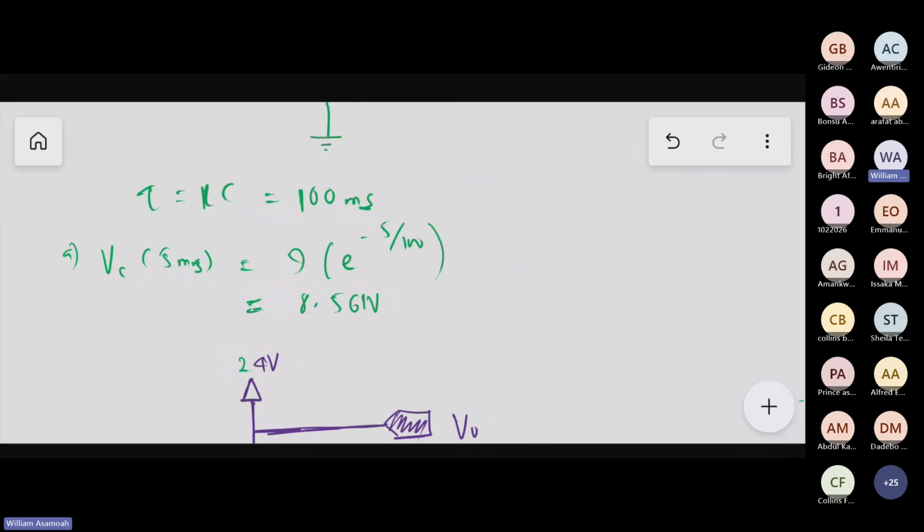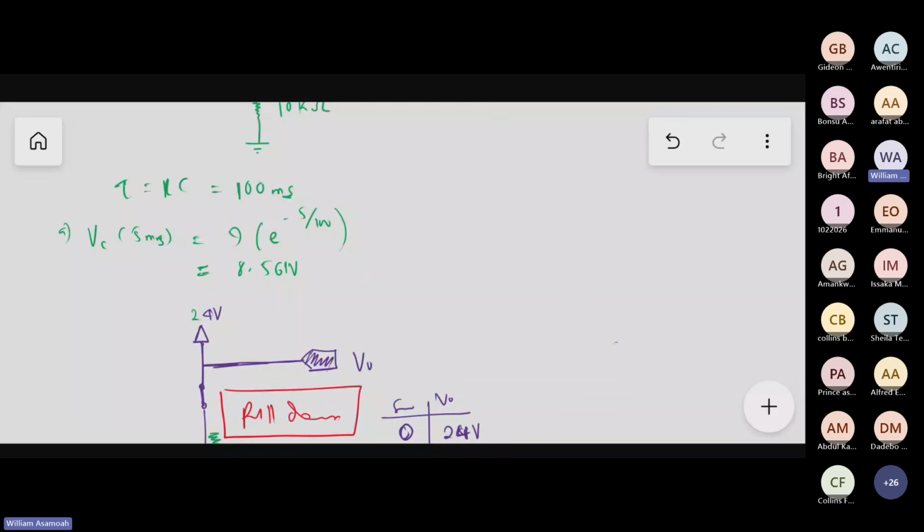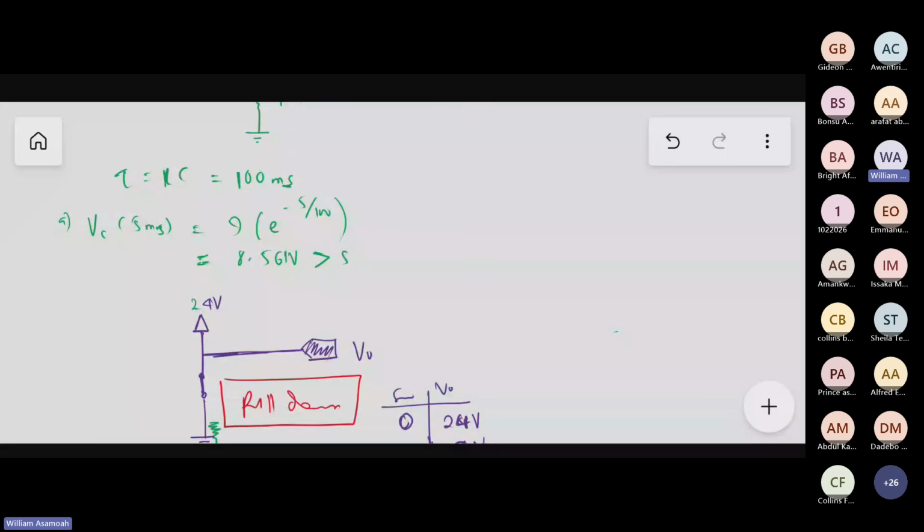Now, in electronics, an input signal that turns on a PLC is a 5-volt signal. Any signal greater than or equal to 5 volts is a high signal. We call it high. It means the device should turn on. So if we are having an 8.56 volt signal, you see it's greater than 5, right? So the signal can turn on. Please, do we understand?